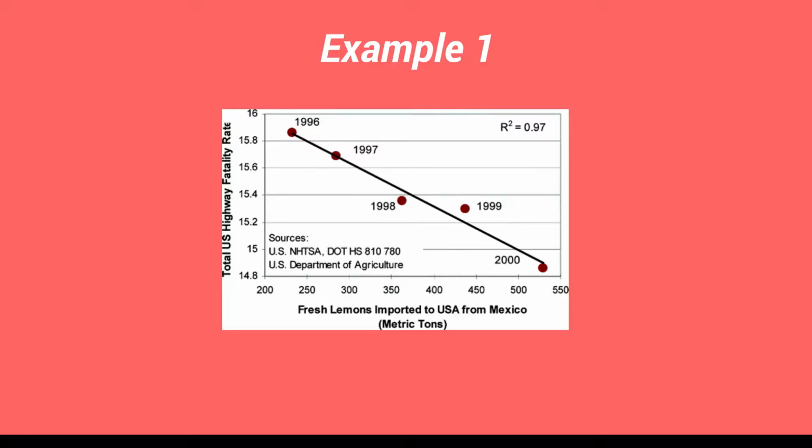But looking at it from a causal view, we should be able to use our logic and reasoning to determine that the number of lemons we import has no actual effect on the fatality rate.